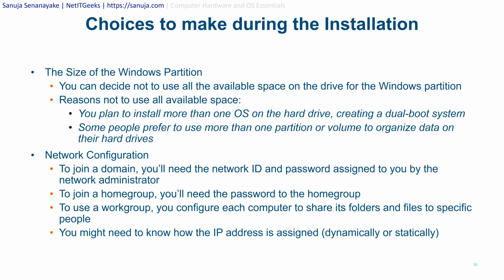Network configuration is another thing that you need to take into account. To join a domain, you'll need the network ID and the password assigned to you by the network administrator. To join a home group, you will need the password to the home group. To use a workgroup, you configure each computer to share its folders and files with those specific people. And you might need to know how the IP addresses are assigned, whether they are dynamically assigned, in which case we will keep the system on dynamic, or whether they are static. This especially becomes an issue in corporate and business environments with IPv4 configurations, because we don't typically use statically assigned IPv6.